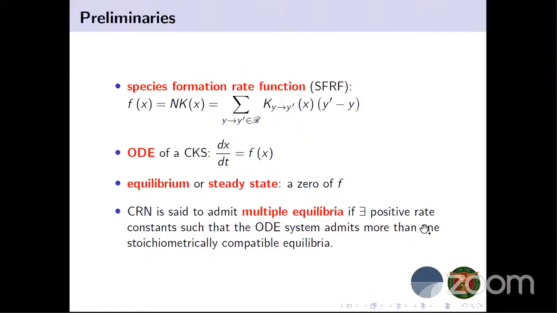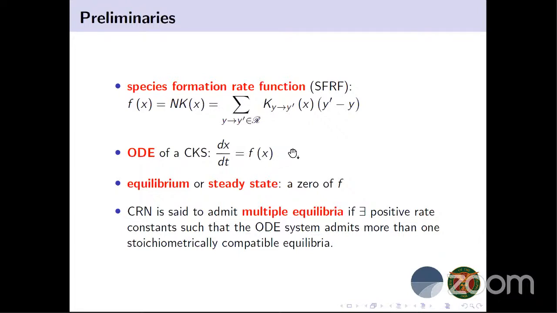We have the following definition. We have the species formation rate function, f of x is equal to, this was previously discussed. For a given reaction, you have to compute the reaction vector. That would be product minus reactant. And then each reaction corresponds to a kinetics. And then you get the sum. And then you have dx over dt equal to f of x.